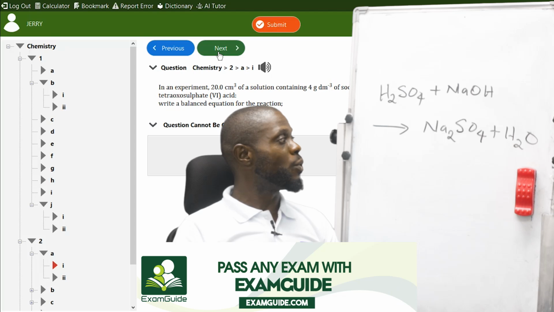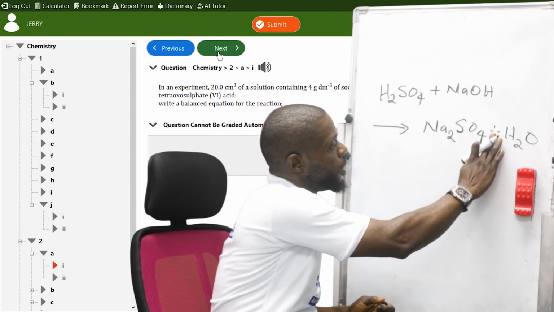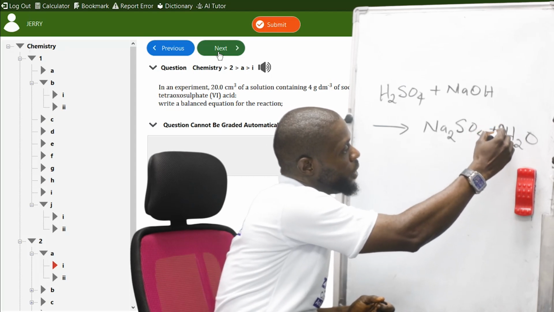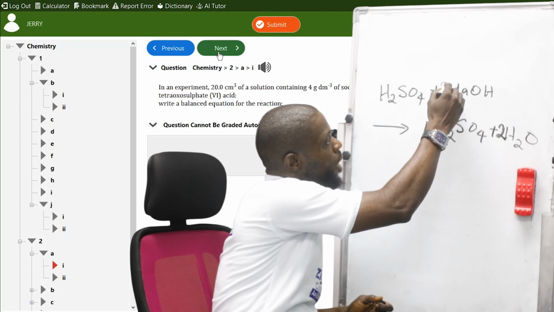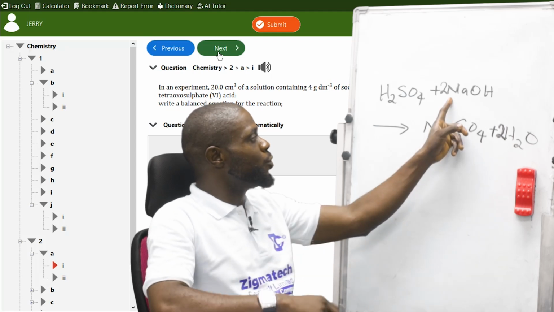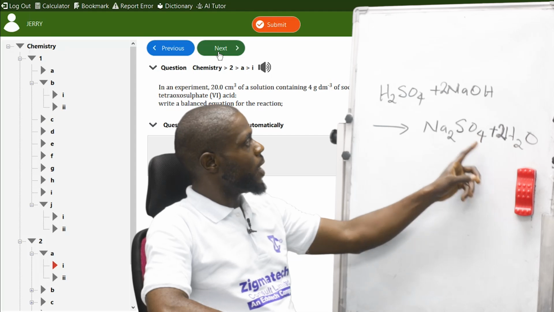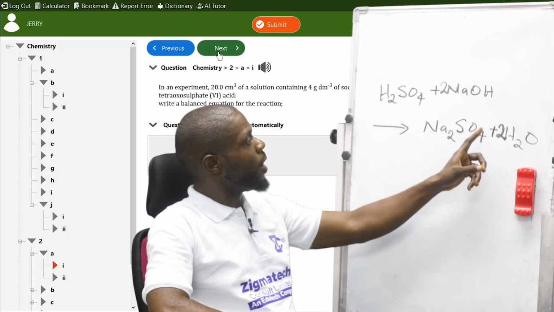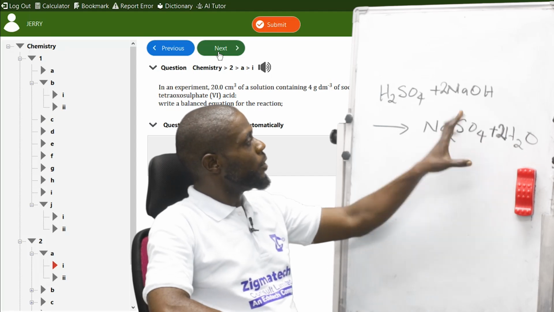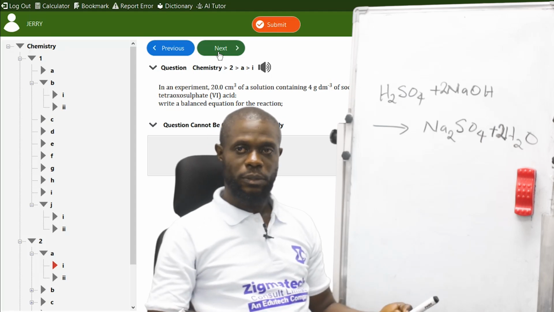Now we have to balance this equation. When we balance the equation, what am I going to add that will balance it? If I add 2 to the NaOH and I add 2 to the water, that means the equation is now balanced. Sodium is 2 here, sodium is 2 here. Sulfur is 1 here, sulfur is 1 here. Hydrogen is 4 here, 4 here, the same thing. So this is a balanced equation for this reaction.